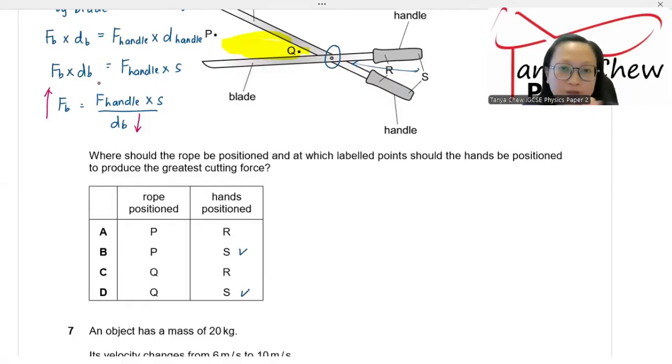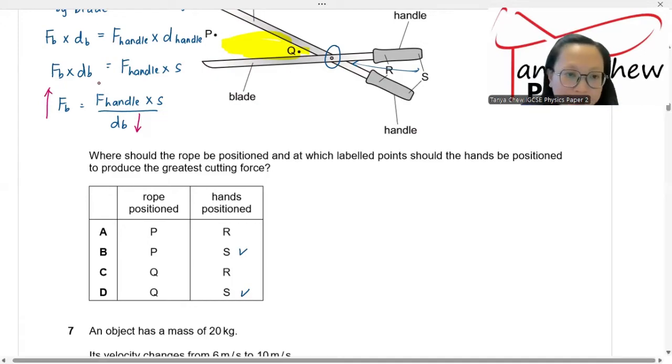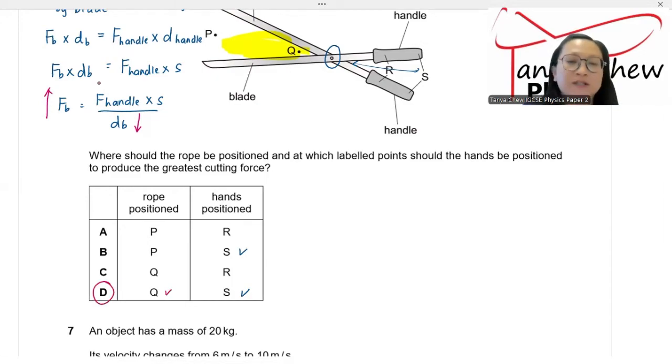Between P and Q, Q is closer to the pivot. So that is why the rope position must be at Q. D is the answer.